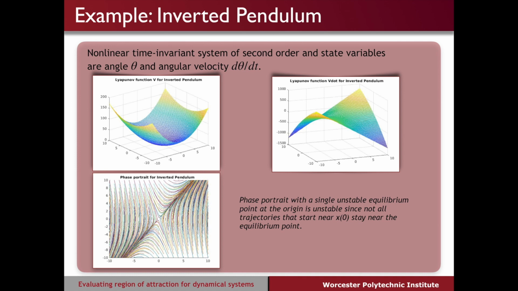The shape resembles a typical bow, so we are negative along one axis and positive along the other. We are negative along this axis and we are positive along this axis. And this is the phase portrait diagram of the inverted pendulum.